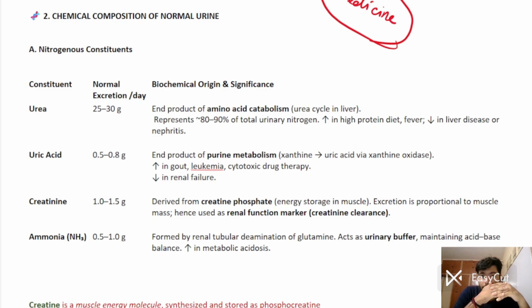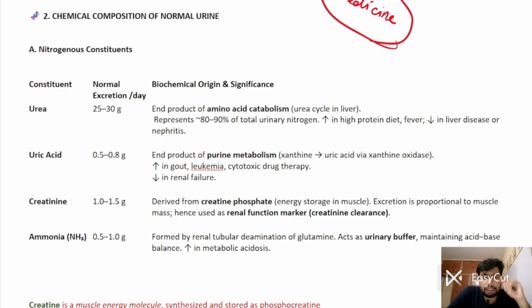Urea is reduced in liver disease or nephritis, because there will be a defect in the urea cycle, and in nephritis there will be a defect in the kidney in excreting urea. Uric acid normal excretion is 0.5 to 0.8 gram per day. It is an end product of purine catabolism. You will be learning this in your purine classes. Xanthine is a starting product, and it ultimately results in uric acid by xanthine oxidase.